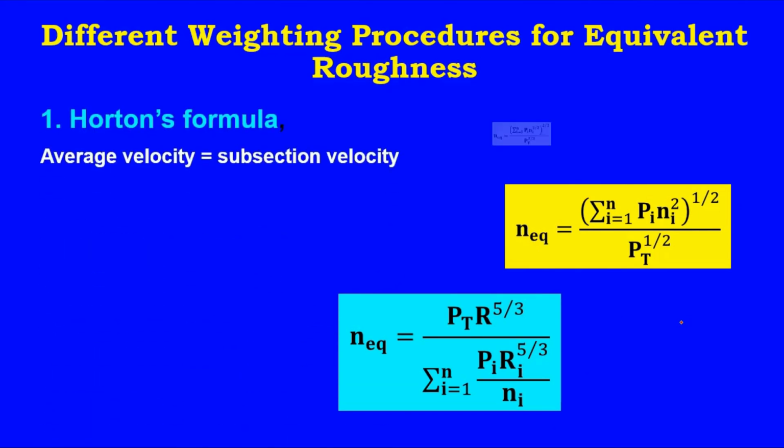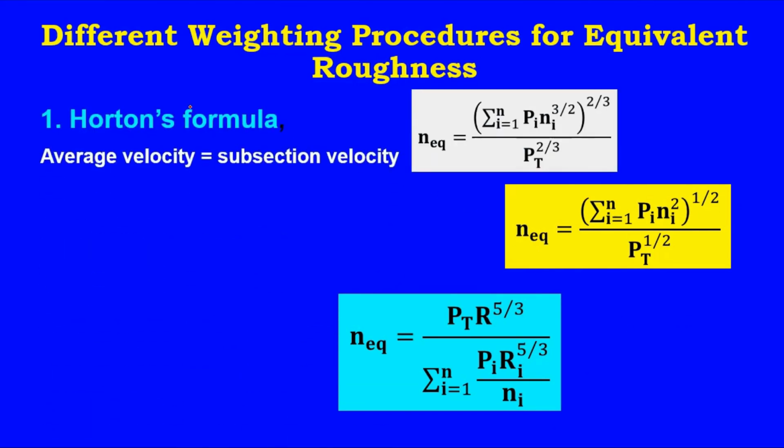The first one is Houghton's method. You will have Houghton's formula. The average velocity will be equal to the subsection velocity, we will assume. Then we have this equation. This is the general equation to compute equivalent roughness, the summation of pi ni to the power 3 over 2, to the power 2 over 3, over the total perimeter, which is the summation of each boundary line, you can just sum up.